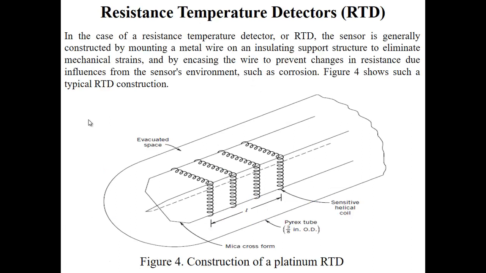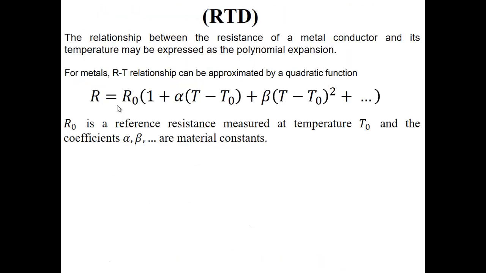Okay, now we go to the RTD, resistance temperature detector. In the case of the resistance temperature detector or RTD, the sensor is generally constructed by mounting a metal wire, as you can see from here, on an insulating support structure to eliminate mechanical strain, and by encasing the wire to prevent changes in resistance due to influence from the sensor environment, such as corrosion. And figure 4 shows the typical RTD construction. Okay, it's very straightforward. The relationship between the resistance of the metal conductor and its temperature may be expressed as a polynomial expansion, as shown here.